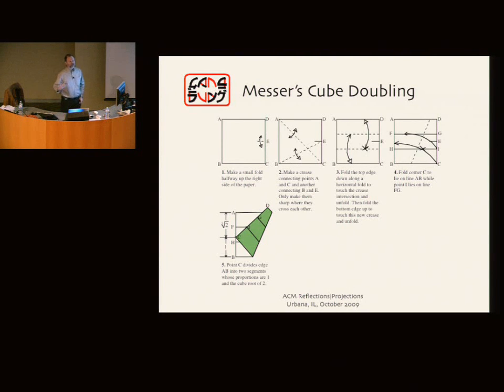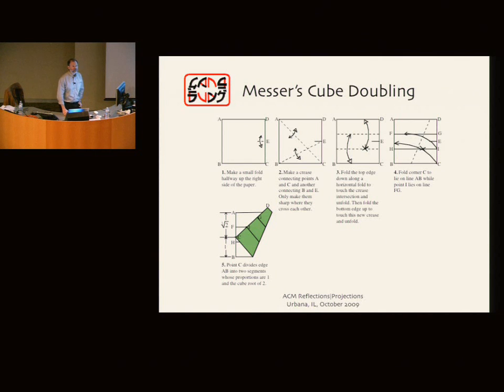Cube doubling, constructing two segments whose ratio is the cube root of 2. Once again, that's a very simple origami construction. This was discovered by Peter Messer, a Wisconsin mathematician, and he found if you take a square, go through this little sequence, bring this point to that line, this point up to this line, then once you've folded it, this point divides the edge in the ratio 1 to cube root of 2. So that's possible. You can do exact constructions in origami.